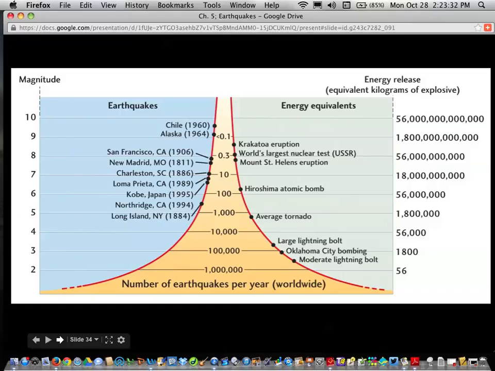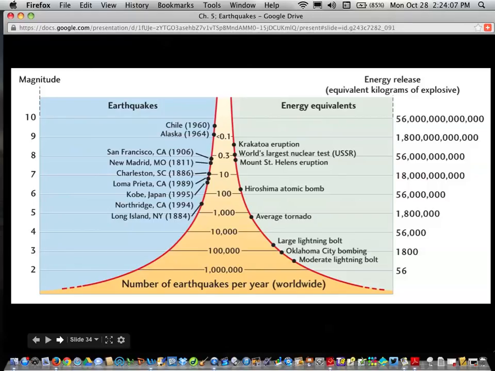I liked this graphic because it shows the amount of energy released compared to the magnitude of the earthquake. As you can see there, the Northridge earthquake is right there, the one you're building a model about. If you go up from the Northridge earthquake to Kobe, Japan, and then look right above there, 1989, that's us, the Loma Prieta earthquake. A little bit bigger, Charleston, South Carolina, 1886, and New Madrid, Missouri, 1811.